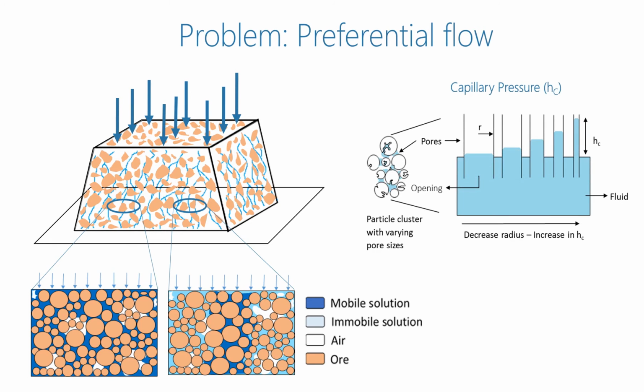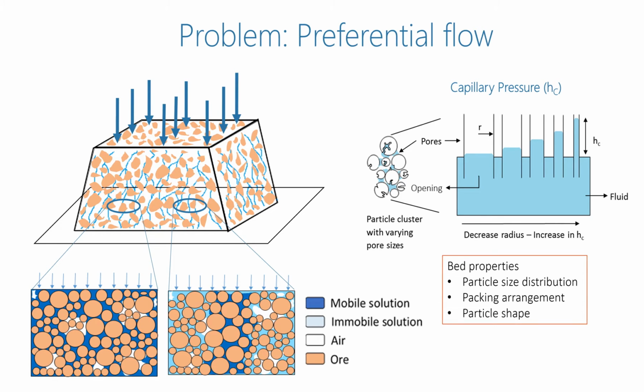One of the factors linked to this is capillary pressure, which is a suctioning pressure that is dependent on the size of the pore network present within your heap or bed, and is therefore related to bed properties such as particle size distribution, particle shape, and liquid properties such as composition and temperature.